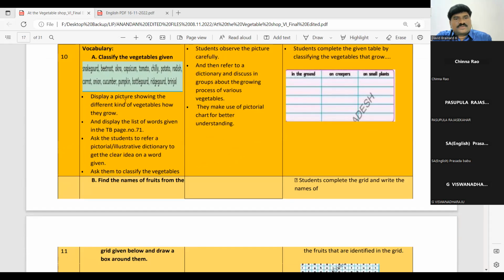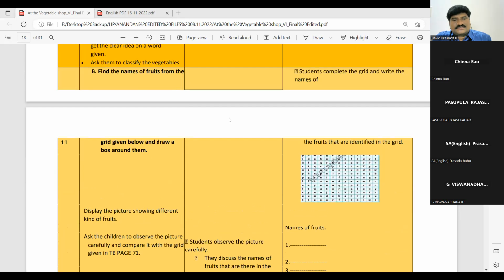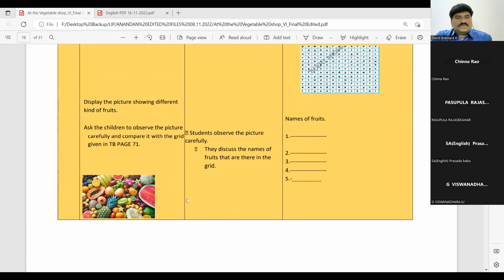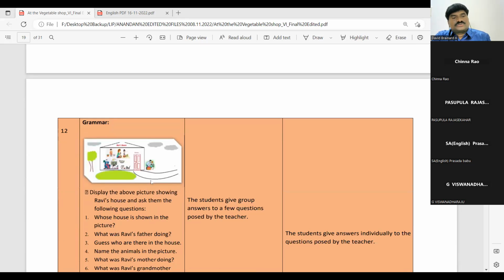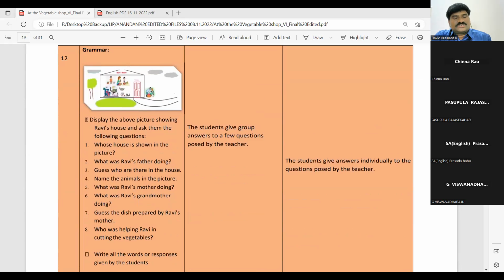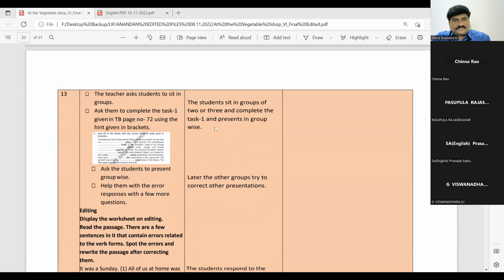So here we display a picture showing different kinds of vegetables. We're sorry that the picture is missing here. And then try to ask a few questions and ask them to find the meanings using a dictionary. And then on the next day they come and do the exercises given in the textbook. And when it comes to grammar also, same thing. We have taken a picture which is not in the textbook. We transacted it, and then we move to the textbook exercises.